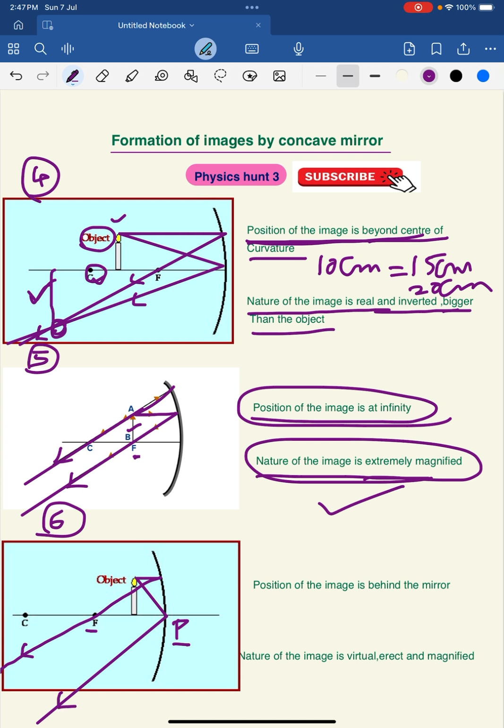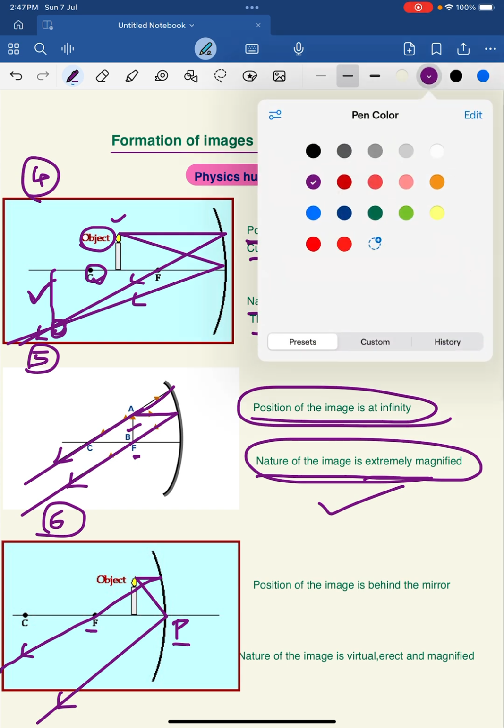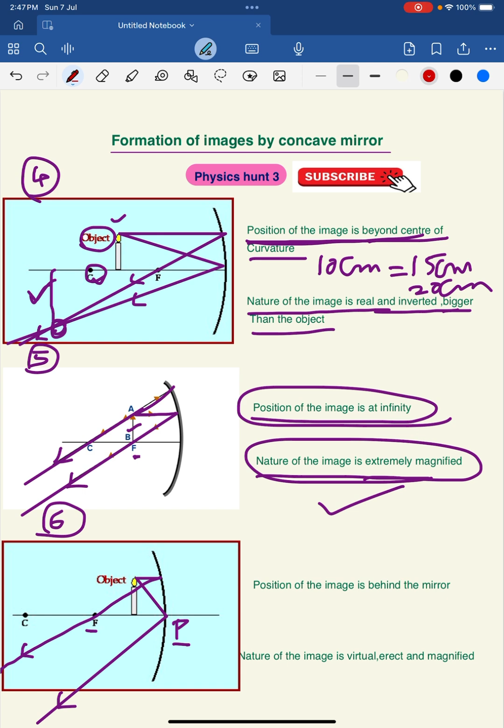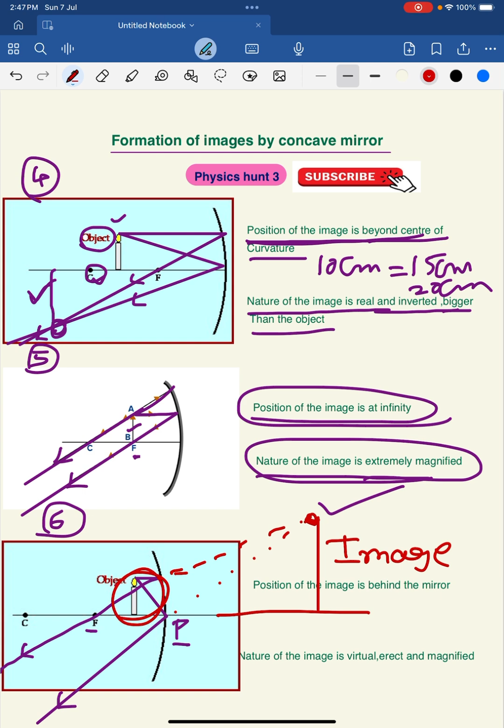These two reflected rays are deviating in different directions. They are not at all coincident, right? But if we draw imaginary lines on the right side like this, these imaginary lines coincide exactly at this location. If we connect a line from that particular point to the principal axis, this is the image of this object. So here the position of the image is behind the mirror. The nature of the image is virtual and erect. I hope you understand.